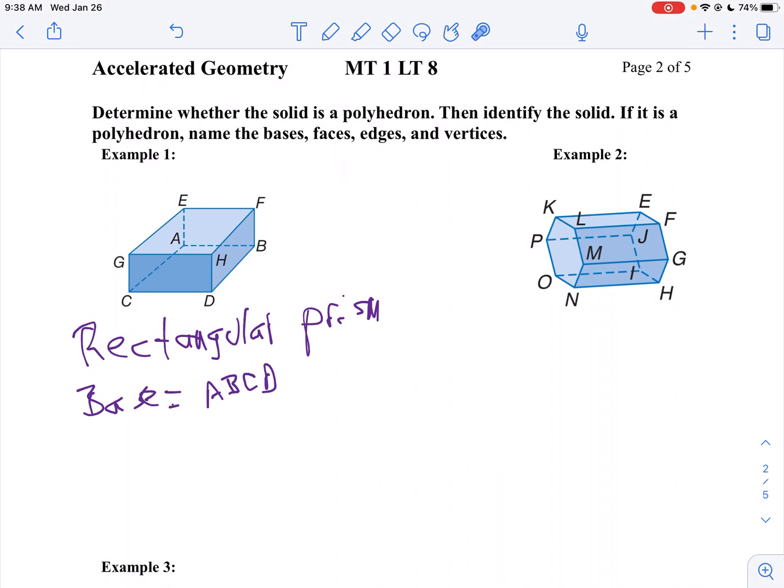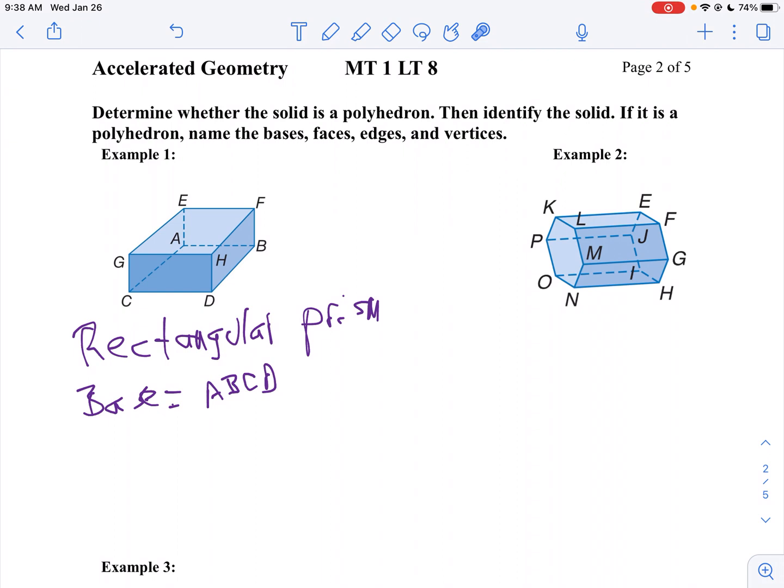Your edges are going to be your line segments. So we're going to have A to B, B to D, D to C, and C to A. Then the segments going up. So A to E, F to B, H to D, and G to C. And then the edges on the top. E to F, F to H, H to G, and G to E. And there we have it.